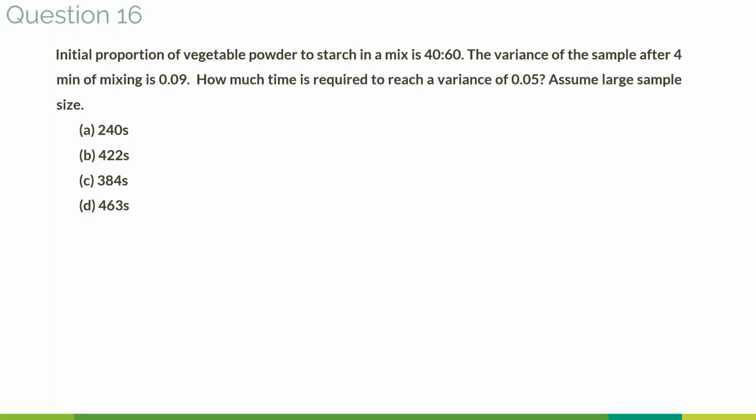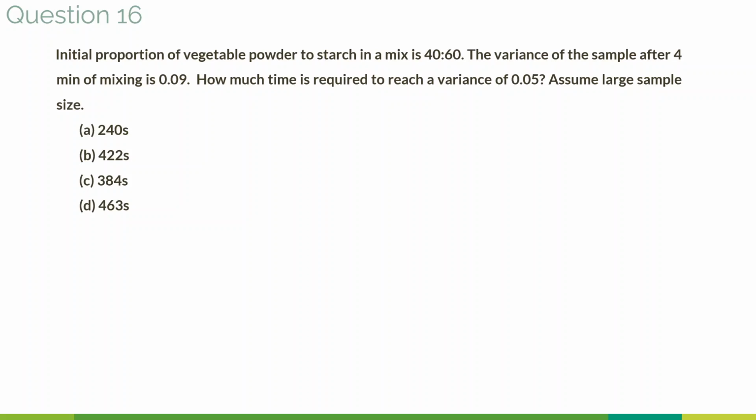Question 16. The initial proportion of the vegetable powder to starch in a mix is 40 to 60. The variance of the sample after 4 minutes is 0.09. So how much time is required to reach a variance of 0.05? Assume a large sample size, which means you have to assume that capital N is equal to infinity.